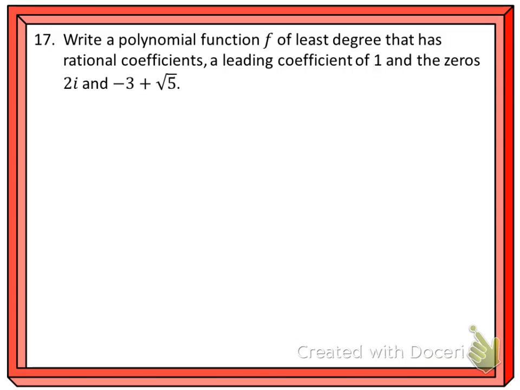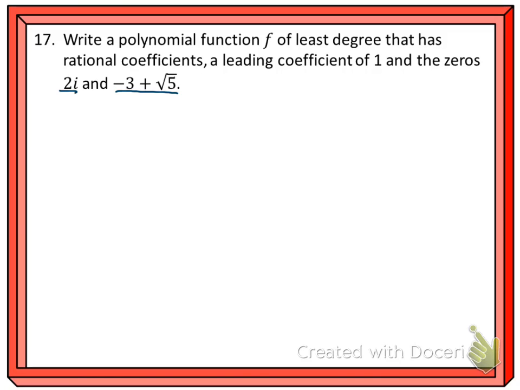So on this question, we're writing a polynomial function of least degree with rational coefficients, so we don't want any square roots in it. We don't want any imaginary numbers in it. Leading coefficient of 1, and here are the zeros: 2i and negative 3 plus square root of 5.